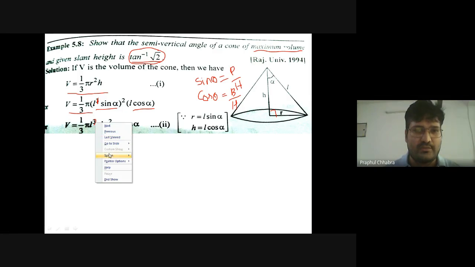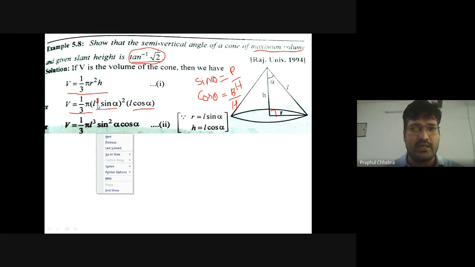So in the next term, this is written correct. This is correct, absolutely. So pi L cube, here this is wrong. Here L sin alpha will come, then L square will be there and this will be L, so both multiplied become L cube. So V is equal to 1 by 3 pi L cube sin square alpha cos alpha.